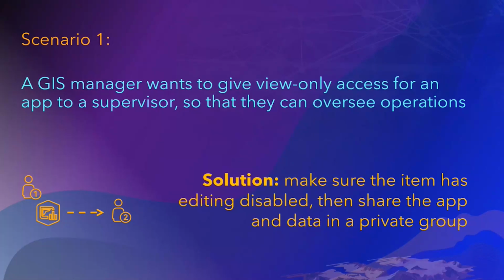Sharing this data is a simpler process than it sounds. All you have to do is share the app and the supporting data within a private group containing only you and the supervisor. By default, apps cannot be edited by others in or out of your organization. Additionally, for the app to function for them, the supervisor will need to have access to the base data that feeds into the app. Because of this, you'll also need to share a non-editable version of the base data and web map with the group.